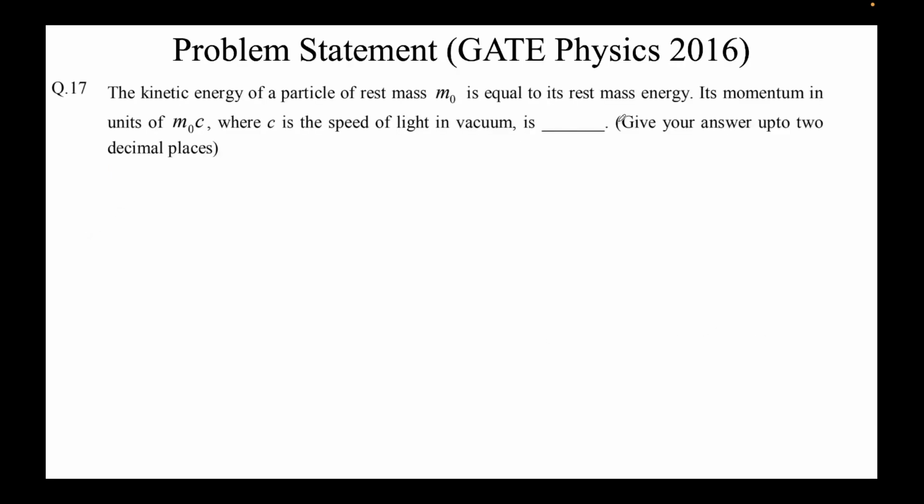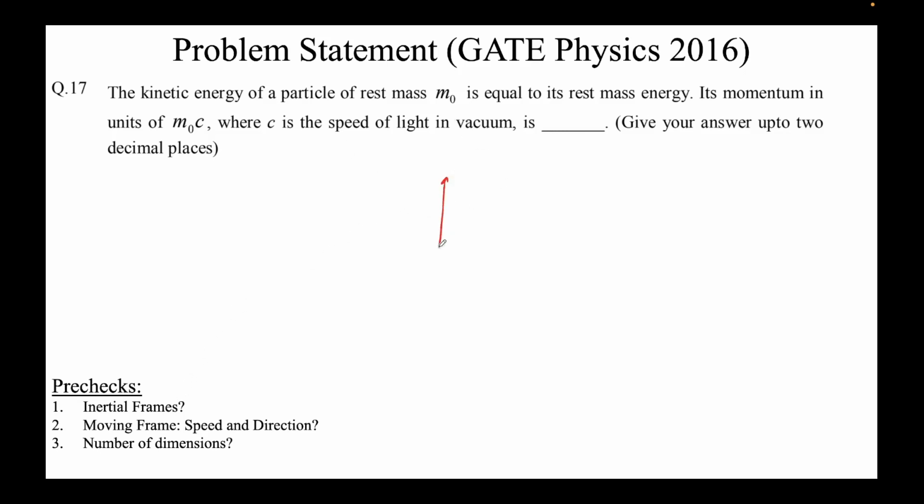Now that we have had a look at the relevant concepts, we'll start solving this problem by going through a series of relevant pre-checks. First is that we need to find all the frames used in the problem. The question talks about kinetic energy, so there must be some frame which is observing it. There is a frame S, which we usually refer to as the rest frame, in which an observer O is observing all the motion of this particle P. There is no other frame, only one frame S, which we have assumed to be rest. So we can say that S is an inertial frame. What about the moving frame? There is no moving frame, so this is not applicable in this case.